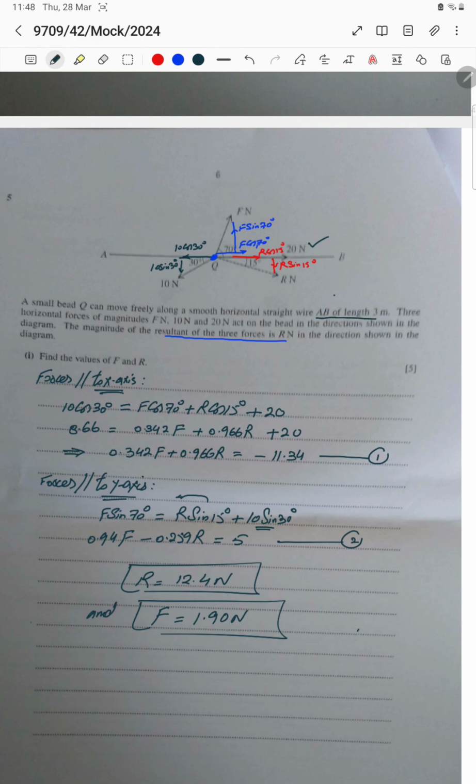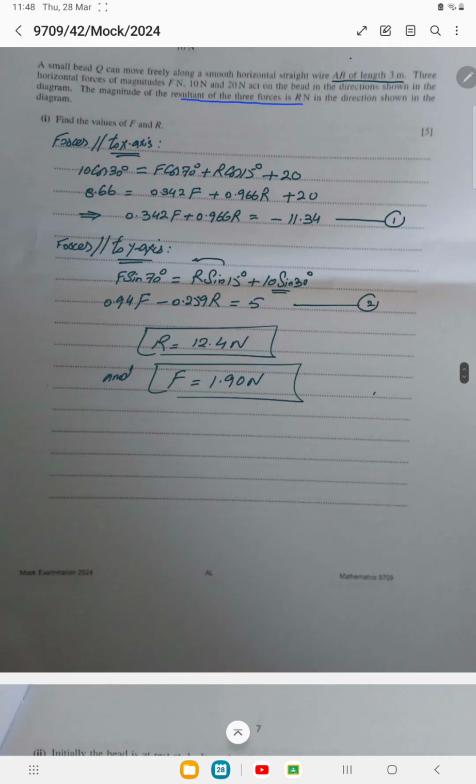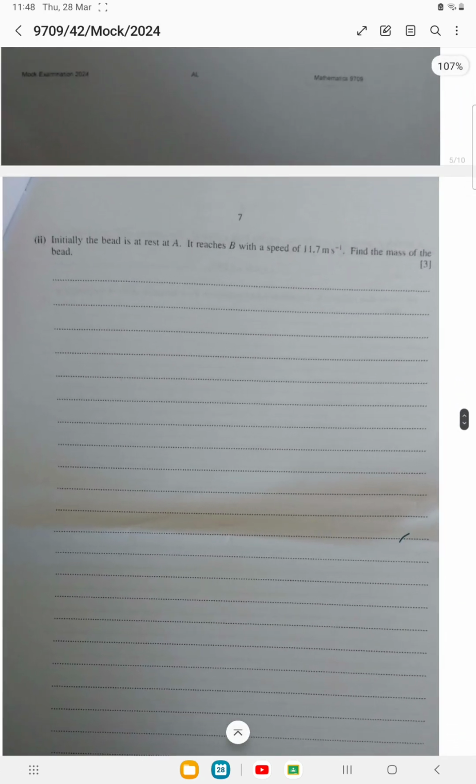I'm going to underline this. This is given, 3 meter. So by keeping this length in mind, the second part: initially the bead is at rest. If I can draw this, the bead is here, AB is 3 meter apart and u is rest. The bead is at rest. It reached B with a speed of v is 11.7 meter per second. Find the mass of the bead, m.